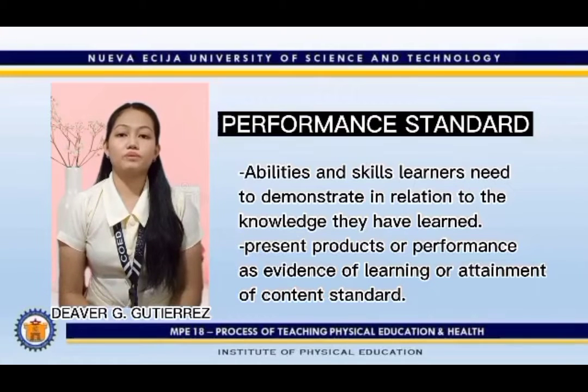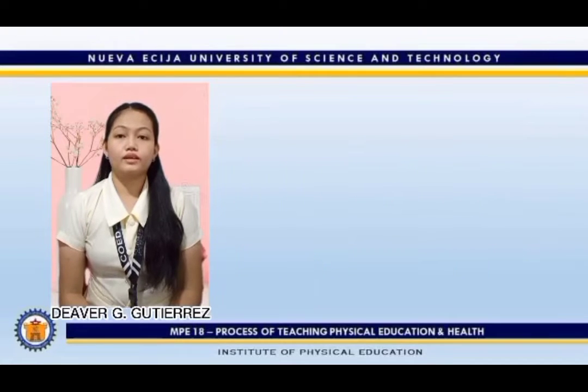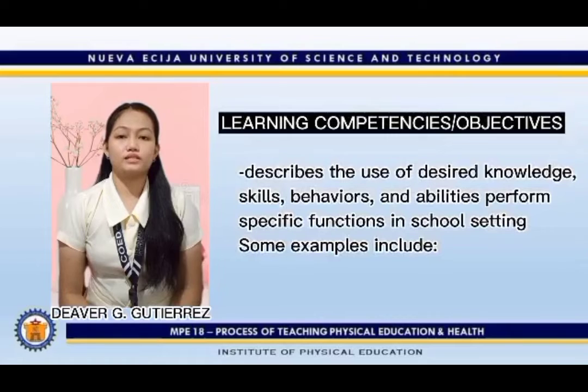Present products or performance as evidence of learning or attainment of the content standard. For example, students need to demonstrate the appropriate skills through a Zumba dance routine performance. Third is the learning competencies or objectives. It describes the use of desired knowledge, skills, behaviors, and abilities to perform a specific function in the school setting.